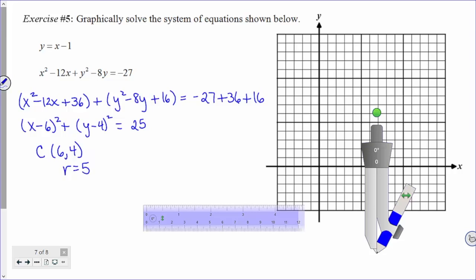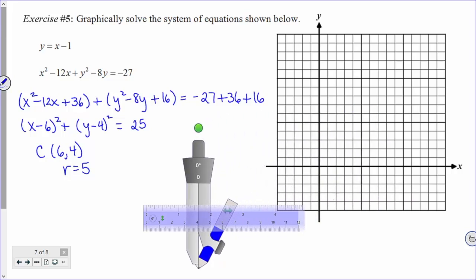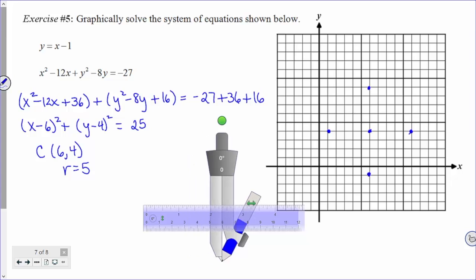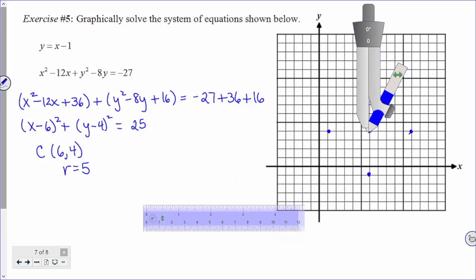Why don't we go ahead and graph that? All right? Let's take a look. We've got 6, 4. Beautiful. Right? Maybe I'll go out 5 in this direction, and 5 in this direction, 5 up, 1, 2, 3, 4, 5, and 5 down, 1, 2, 3, 4, 5. Okay, get the graph of my circle.